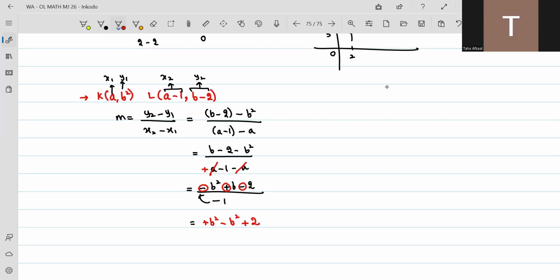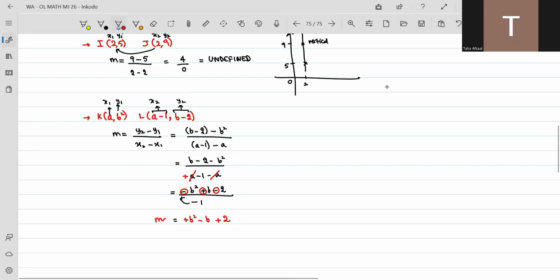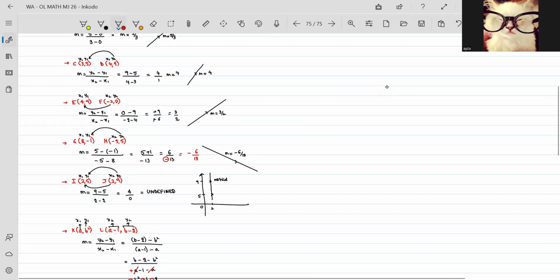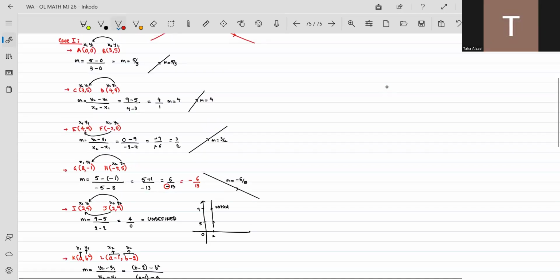Do all of you understand this? Yes. Minus b, not minus b square. Sorry. Understood, boys and girls? This was one way of finding out the gradient. The second case for gradients, okay?